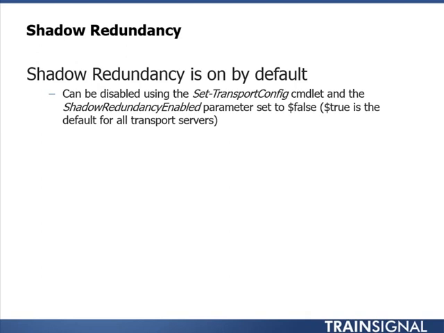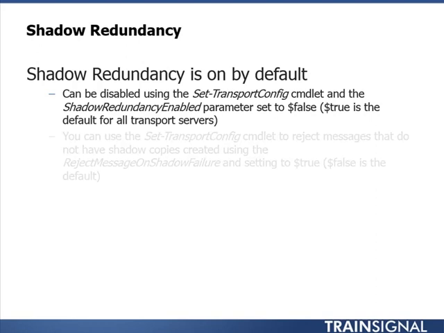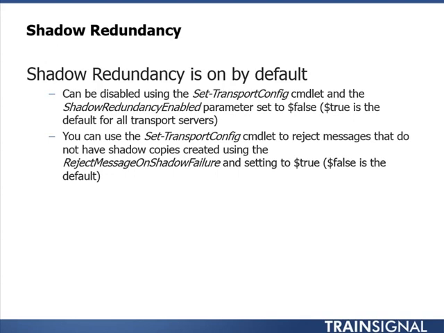Using this cmdlet, and in this case using the ShadowRedundancyEnabled parameter, you want to set it to false. It's true by default. So you can actually disable shadow redundancy. Why you would want to do that is beyond me, but you do have the ability to disable it. At the same time, you can use the same cmdlet, Set-TransportConfig, to reject messages that do not have shadow copies created using RejectMessageOnShadowFailure. It's off by default. You can set it to true to turn it on.